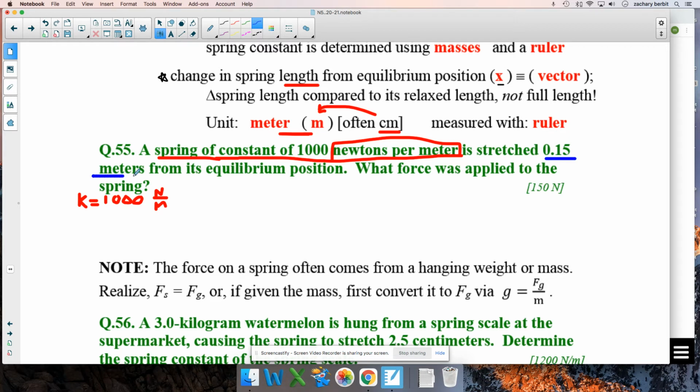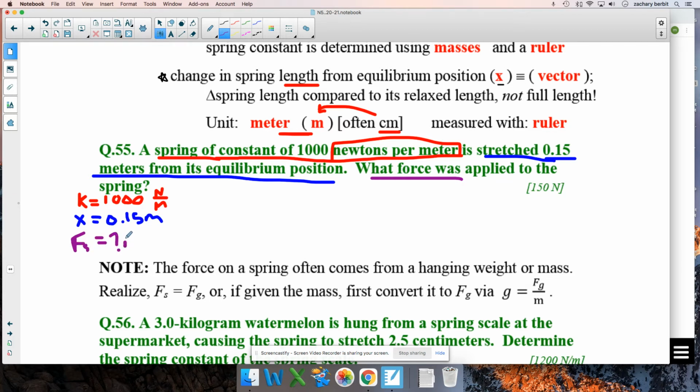0.15 meters from its equilibrium position. That's how much it was stretched. That's the X. X equals 15 centimeters, 0.15 meters. Okay. What force was applied to the spring? And it's implied here the force. What force caused this stretch? So what force? Fs equals question mark newtons.